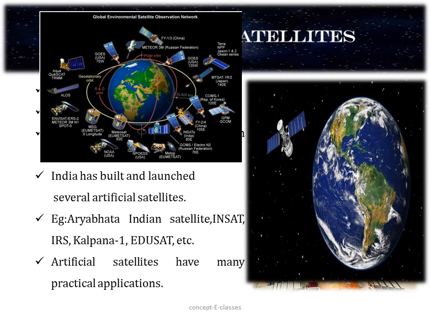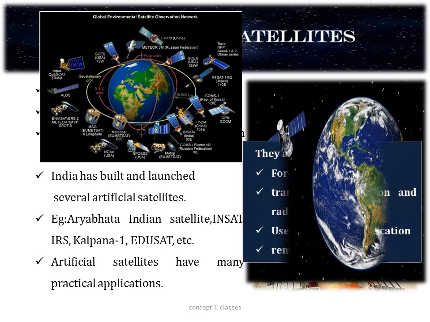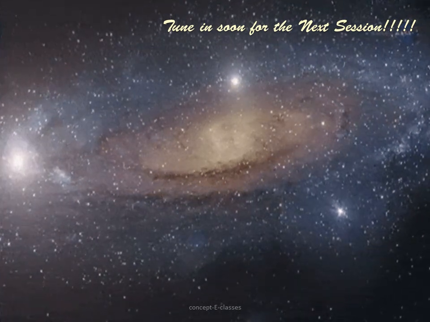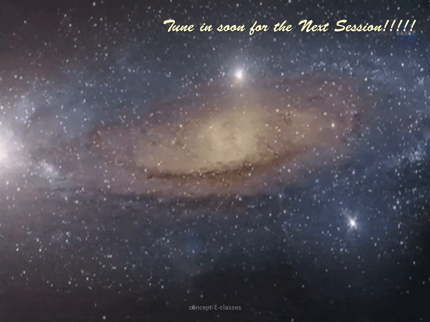And these artificial satellites have many practical applications as well, like forecasting weather, transmitting television and radio signals, telecommunication, and also remote sensing. So that's all for chapter 17, Stars in the Solar System.